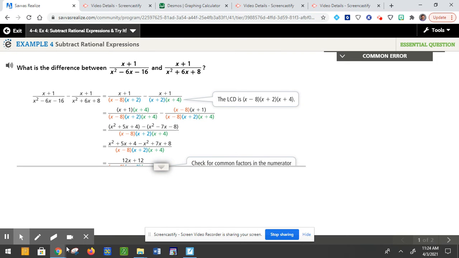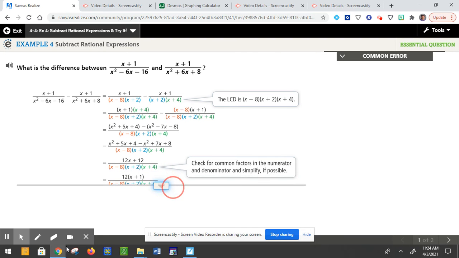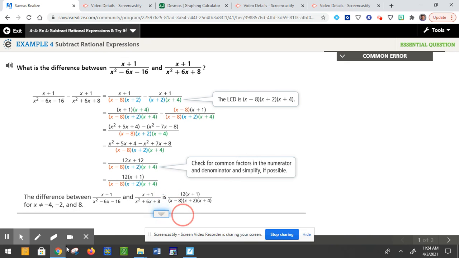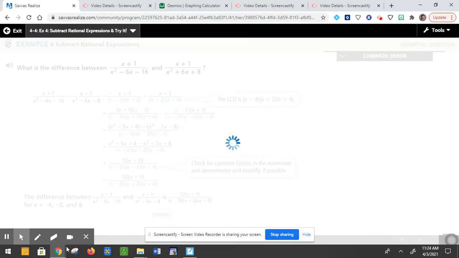Notice how we put what you're subtracting in parentheses because you're subtracting each part of it. All right, that's important. You end up with 12x plus 12. That gets factored into 12 times x plus 1. Doesn't share anything, so there's nothing else to eliminate. And your answer is 12 times x plus 1 times x minus 8 times x plus 2 times x plus 4.